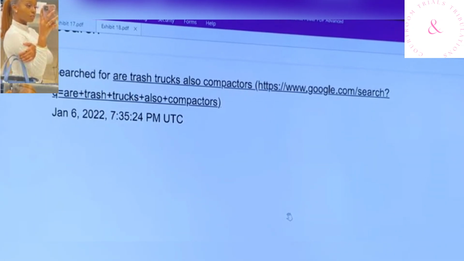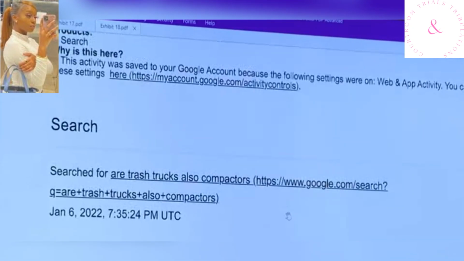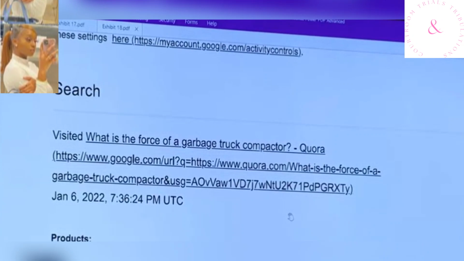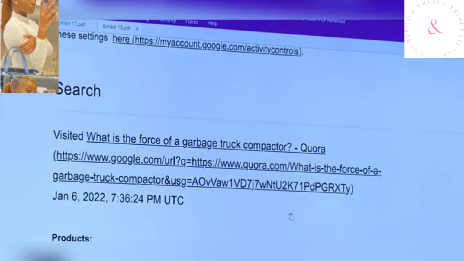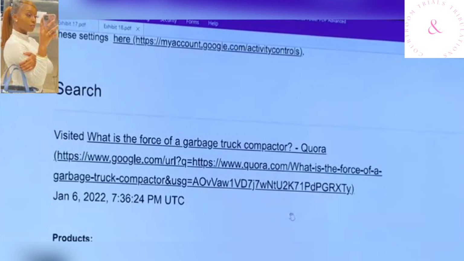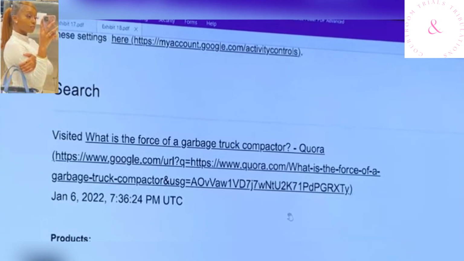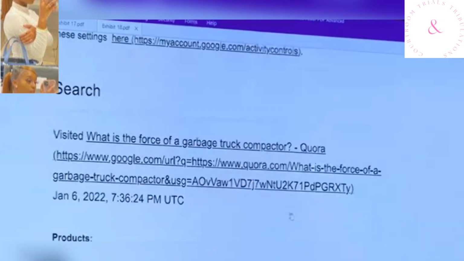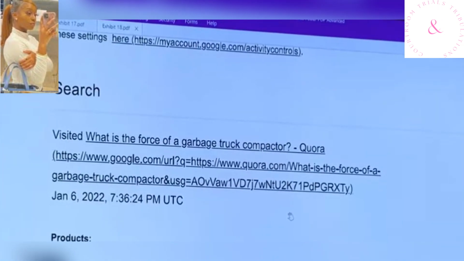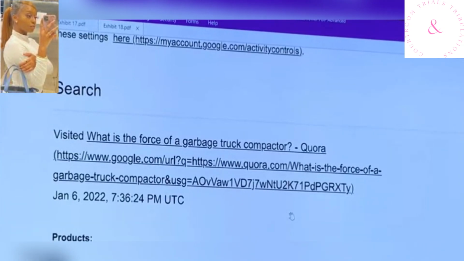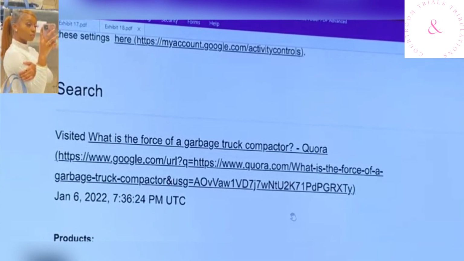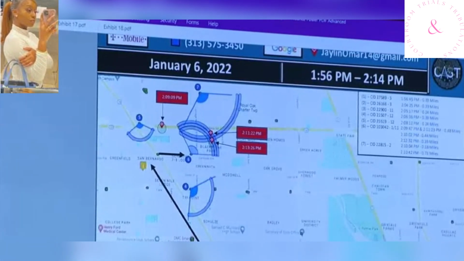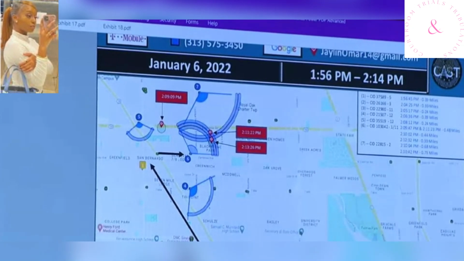And I want to ask you about the next search, just above that. What is the time reflected for that search? So that's going to be the visited location following after that. So visited, the link of what is the force of a garbage truck compactor. Okay, and what is the time reflected for that? That would be still January 6, 2022. Local time is 2:36:24 p.m. Okay, and that time of approximately 2:36 p.m. and 2:35 p.m.